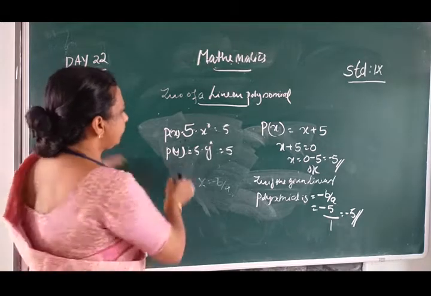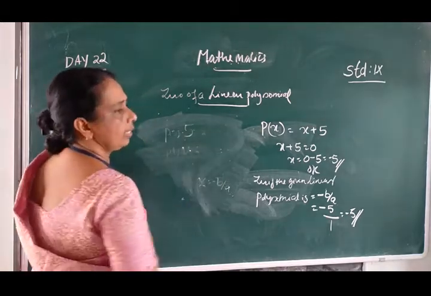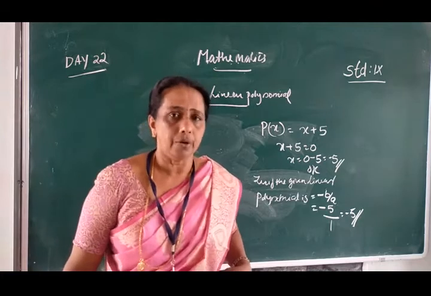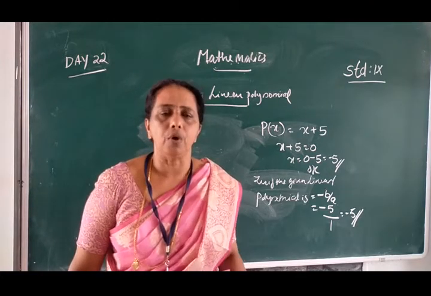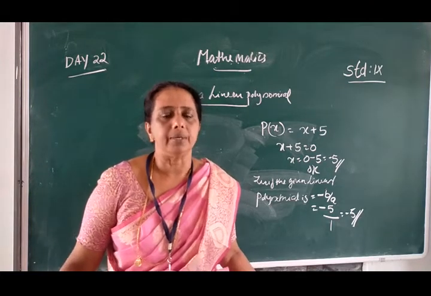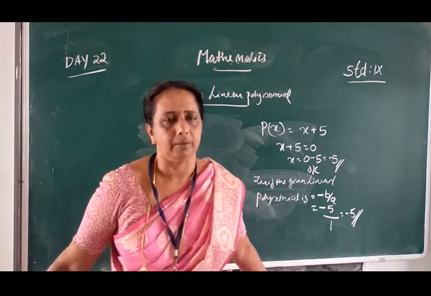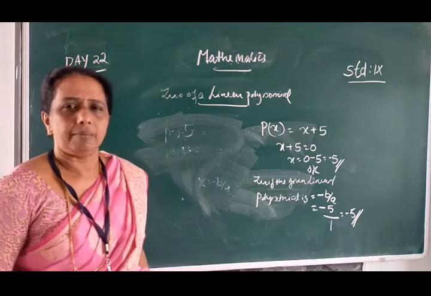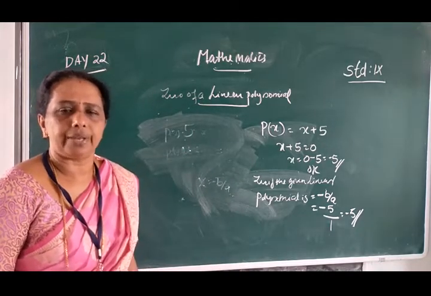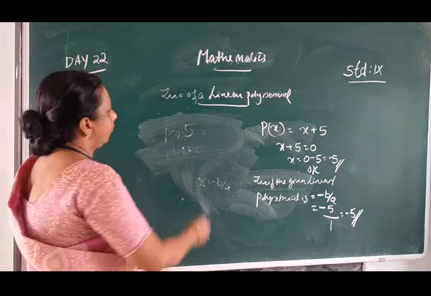Okay. Then what is a zero polynomial? The degree of a zero polynomial is not defined. For the zero polynomial, all real numbers are the zeros of a zero polynomial. All real numbers are the zeros of a zero polynomial.